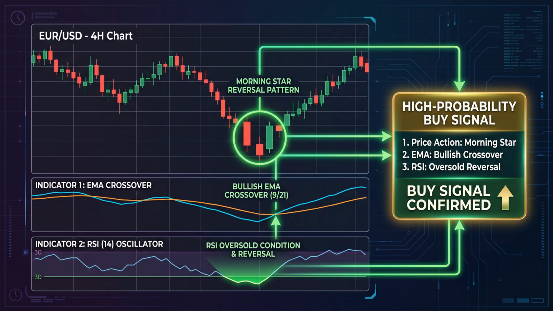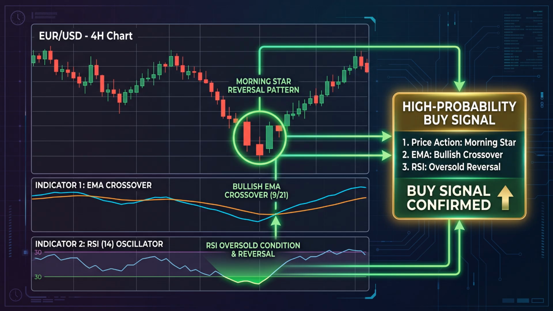Price action, Morning Star reversal pattern. The first signal comes from the price action displayed using candlesticks in the main chart at the top. Inside the central highlighted circle, a classic three-candle bullish reversal pattern, known as a morning star, has formed at the bottom of the downtrend.